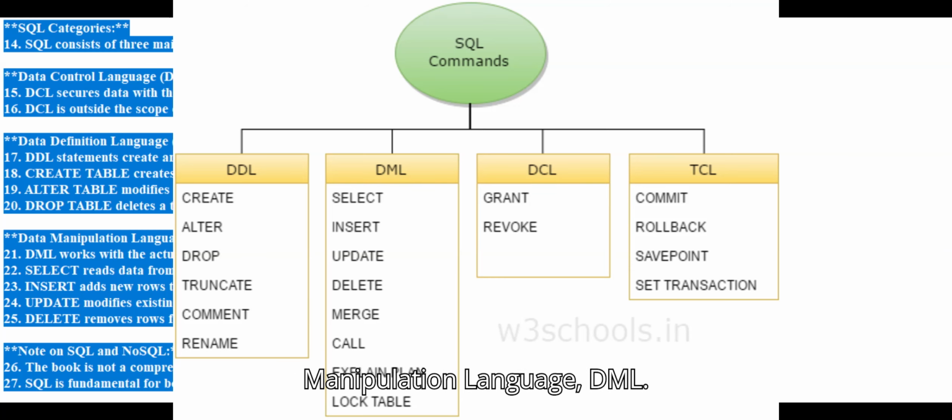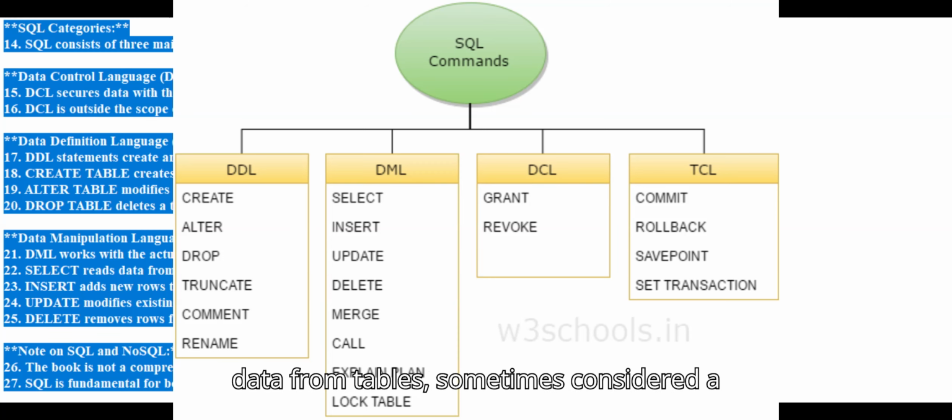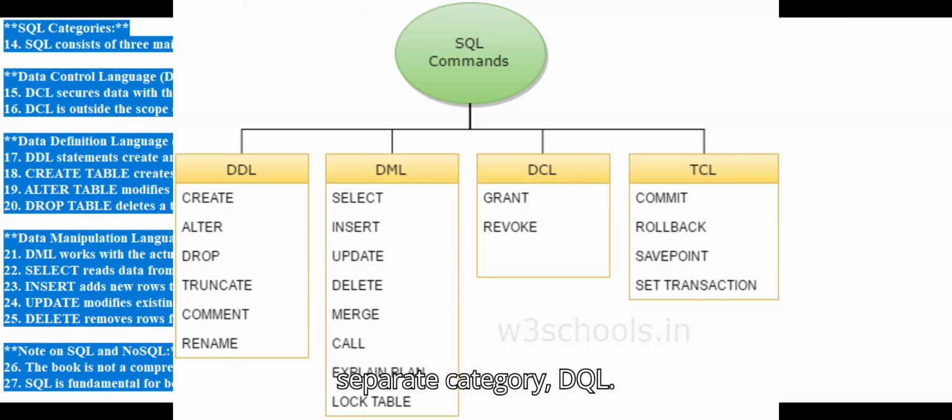Data Manipulation Language, DML. 21. DML works with the actual data in tables with four statements: select, insert, update, and delete. 22. Select reads data from tables, sometimes considered a separate category, DQL. 23. Insert adds new rows to a table. 24. Update modifies existing row values. 25. Delete removes rows from a table.